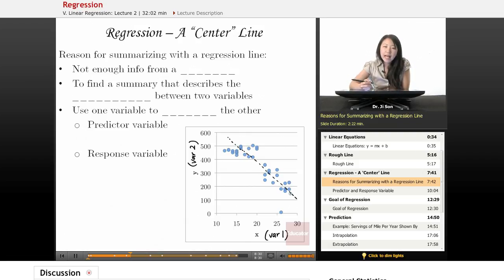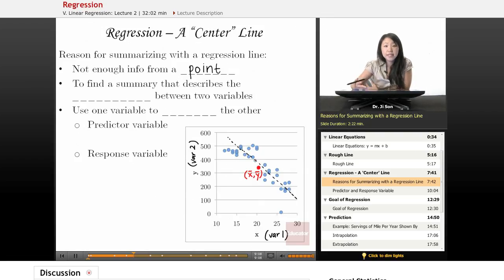Why would we want a line, right? Why not just a mean, right? Well, sometimes there's not enough info from just a point. If you just had a point, for instance, let's say this point is the mean of my x's and the mean of my y's, right? So that would be x bar, that's the mean of x's, and y bar, right? So let's say that's my center point. That point might not give us enough information about this whole distribution, right?